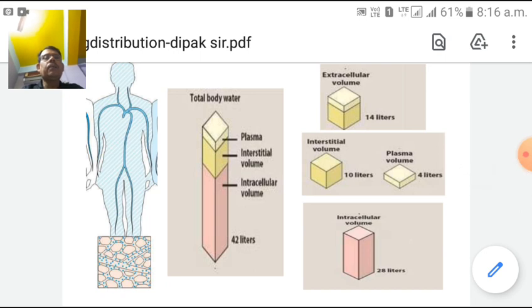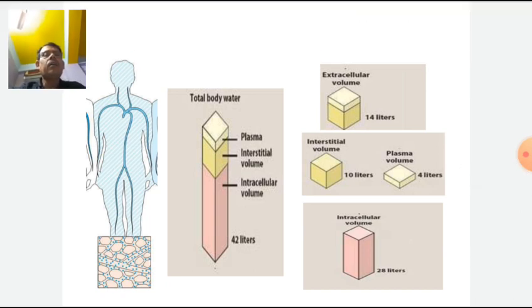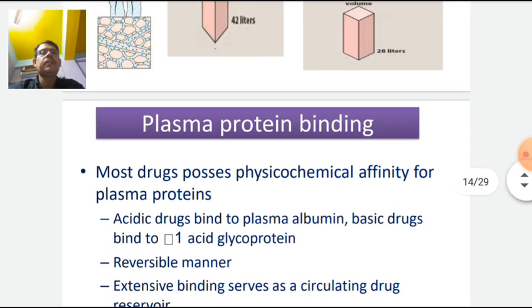So this is the graphical representation of the blood, total body water, plasma protein, and interstitial volume. The interstitial volume is 24 liters in case of alcohol, extracellular volume 14 liters, 10 liters. These are the graphical representations.